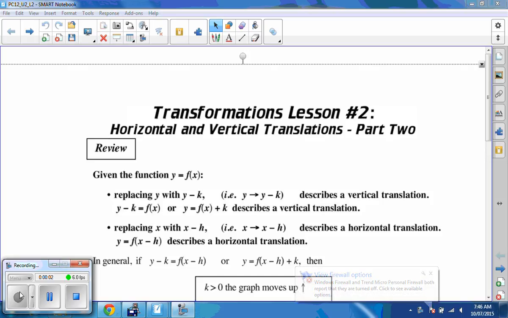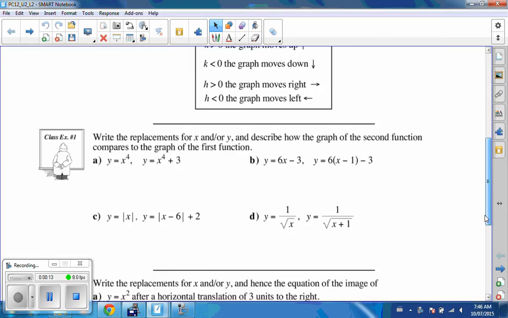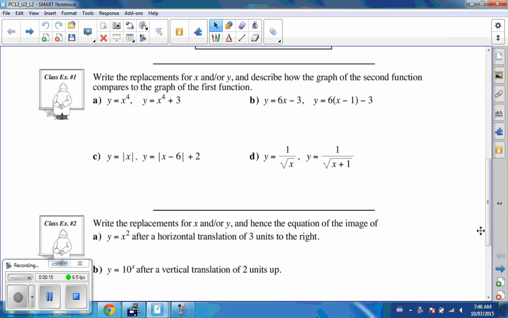All right, so this is the second batch of transformations. This one's the second part of horizontal and vertical translations, just extra practice. So what I would do here is I would describe this as being a replacement.